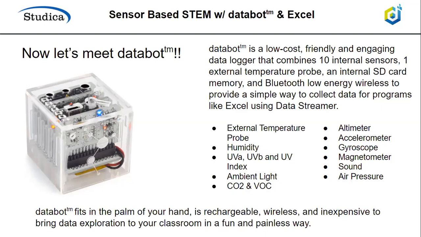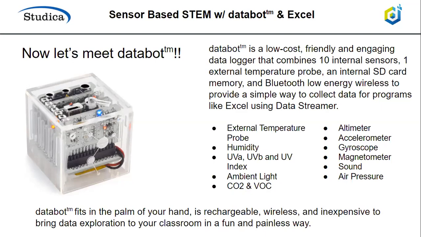So some of the things that are included, I'll go through the sensors very quickly. An external temperature probe, there's a humidity sensor, there's ultraviolet, ambient light, carbon dioxide, volatile organic compounds, and those are part of the indoor air quality package. So you can do some pretty interesting things around environment and pollution studies. There's an altimeter, the accelerometer, gyro, magnetometer allow you to do the physics, motion studies. And there's also sound and air pressure. So it's a pretty neat little product.